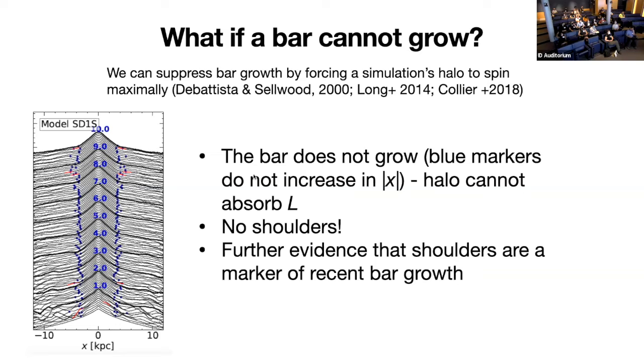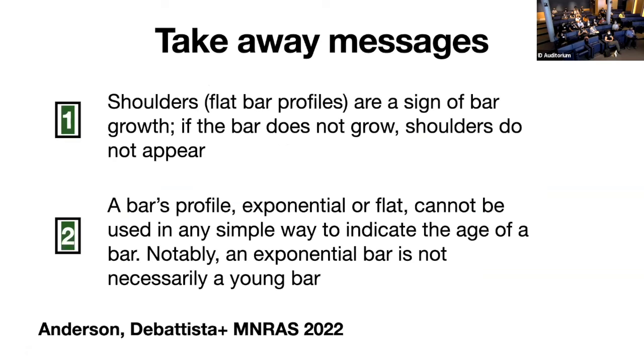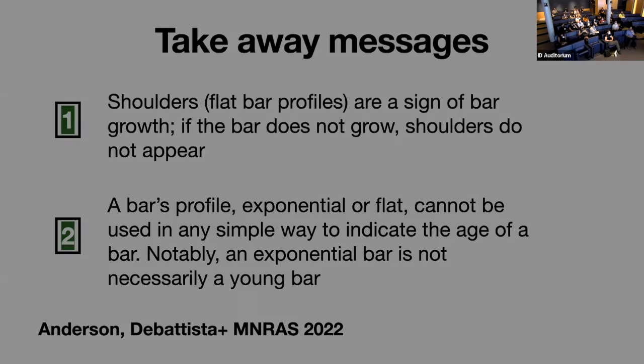But there are some circumstances under which that flat profile can be destroyed back to exponential. So a couple of takeaway messages. We believe that flat profiles are a sign of bar growth, and that if the bars are not growing, you won't get shoulders. But there are circumstances when those flat profiles can be destroyed, like buckling and spiral interference, which means that you can't use the profile to determine whether it's a young bar or an old bar. And that's the end of the presentation. Thank you.